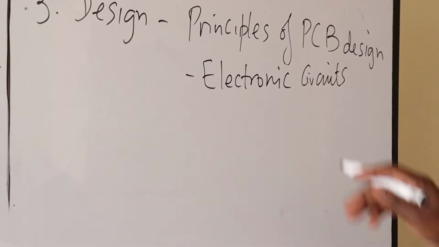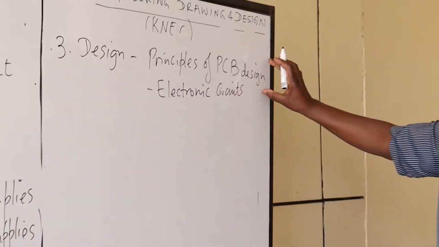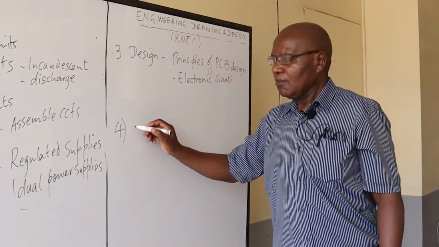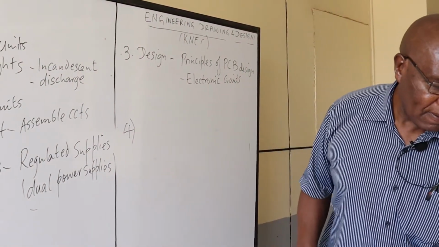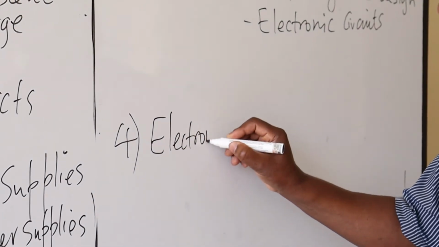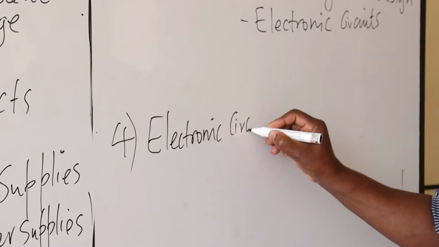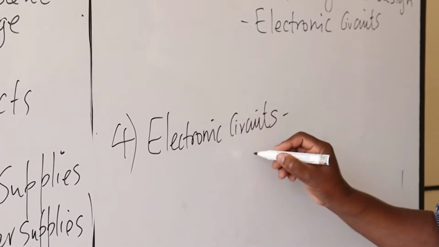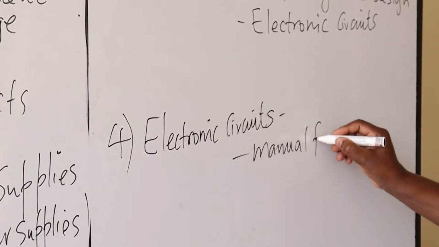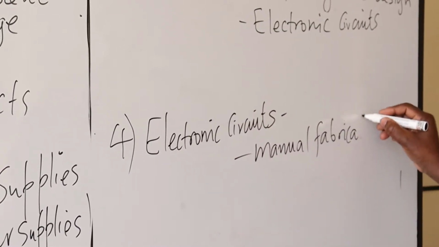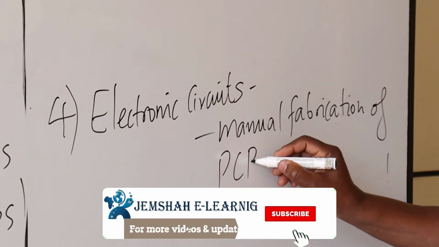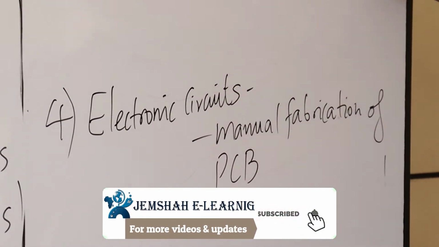Now, before you do your PCB design, well, this is the next topic here, which is number 4, which will be referred to as electronic circuits. This one will involve manual fabrication of PCB. In number 3, we shall do the principles.